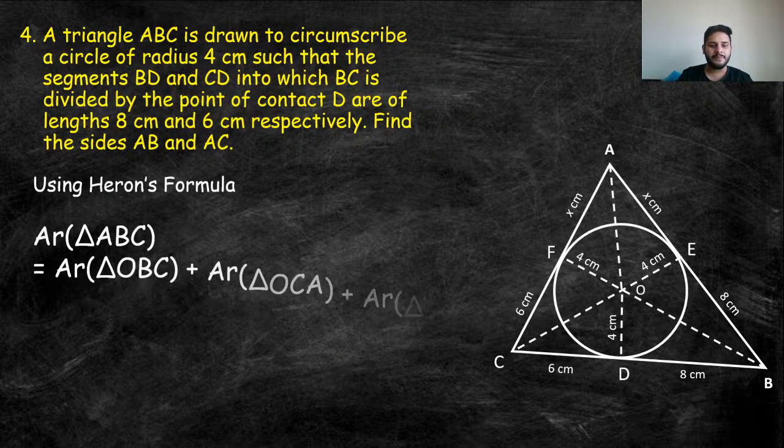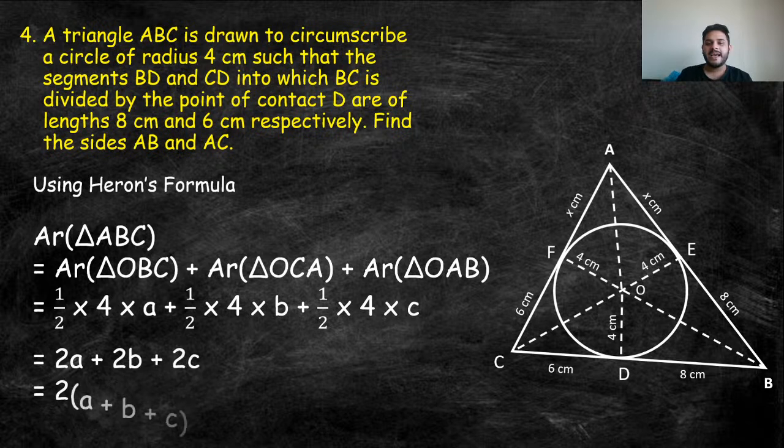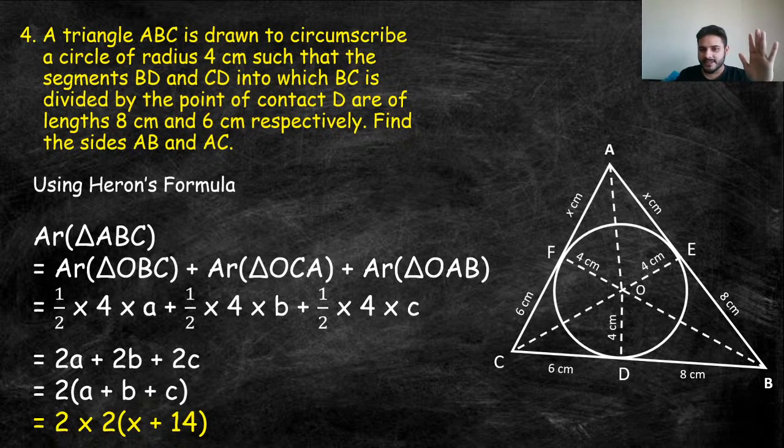Moving forward with this sum, what is the area of ABC? As I have told you, I have joined the dots with the center of the circle. We have three triangles. We have added the area of the three triangles. Since the three triangles are inside the triangle ABC, we add the area of all the triangles.